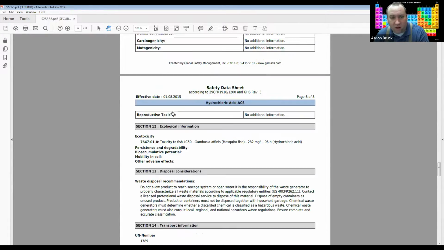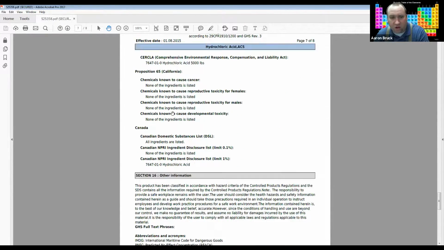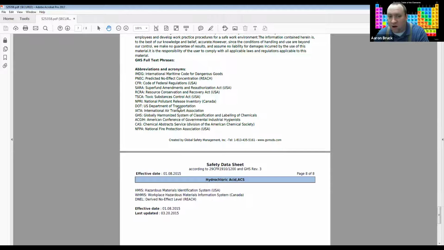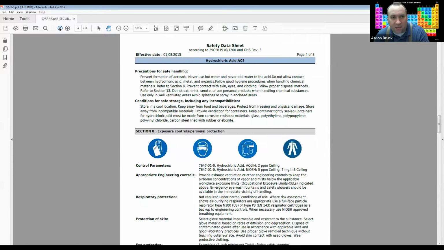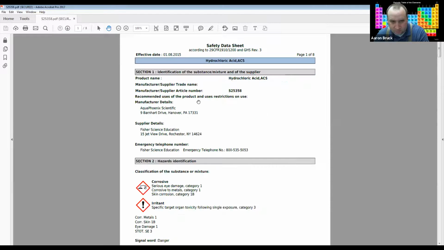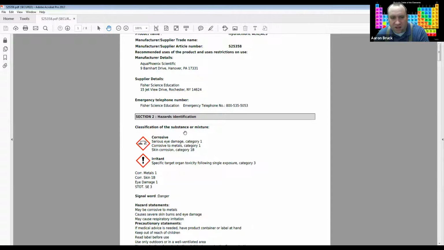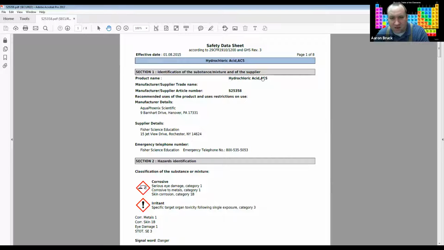Some of them larger than others, but all 16 are in fact there in this 8-page document. But you can see what the specifics are. Okay, this is what the name of the product is. Here's who made it.